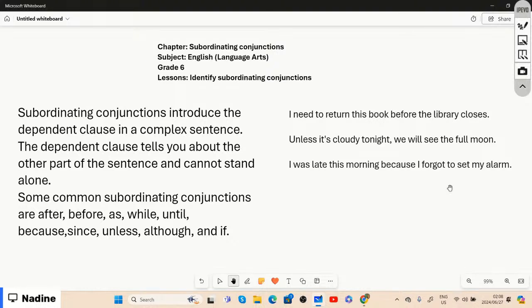And some of the common subordinating conjunctions, right, are words such as after, before, as, while, until, because, since, unless, although, and if.